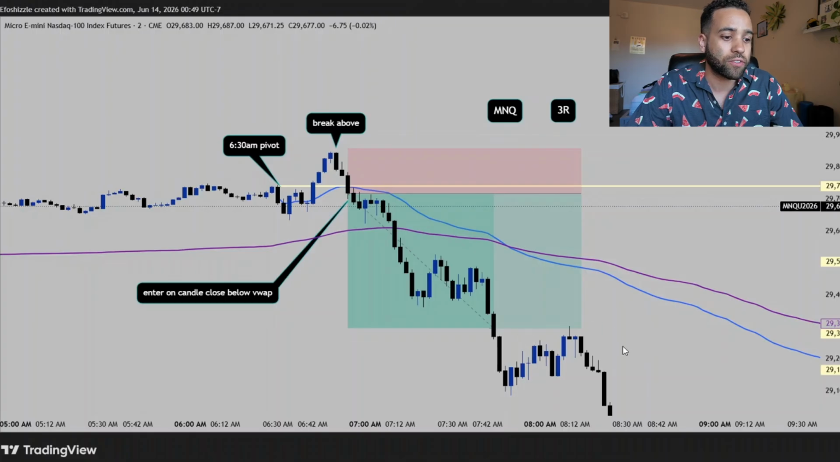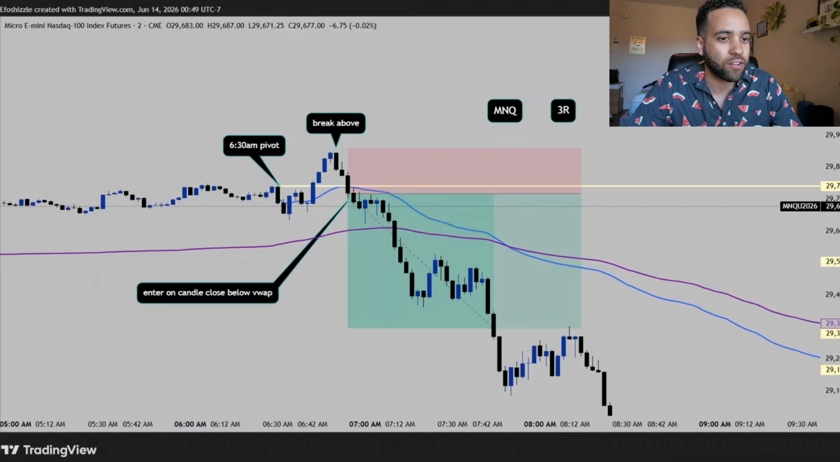But you can also see that this actually ran for way more. But again, you don't need to catch the whole move. As long as you get 3R, if I'm risking 150 or 200 on the trade, that is more than enough. And this is on NQ. And that was the ideal trade.